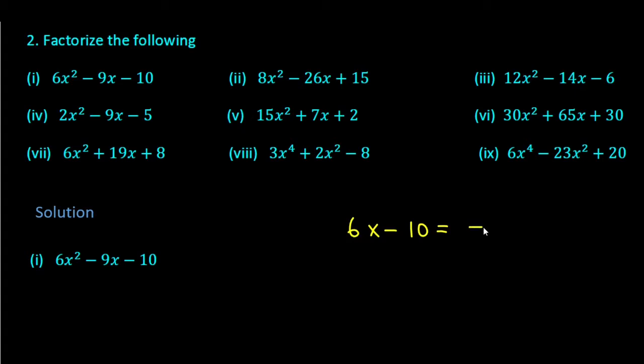This is minus 60. Now we have to find a pair of factors of minus 60 whose sum is minus 9. m into n should be minus 60. m plus n should be minus 9.